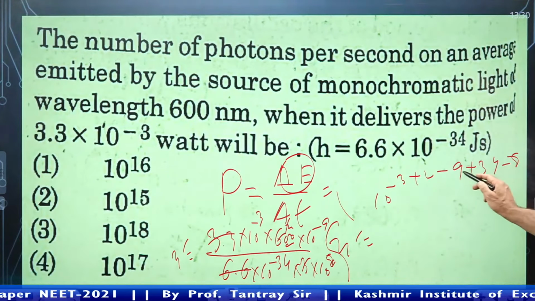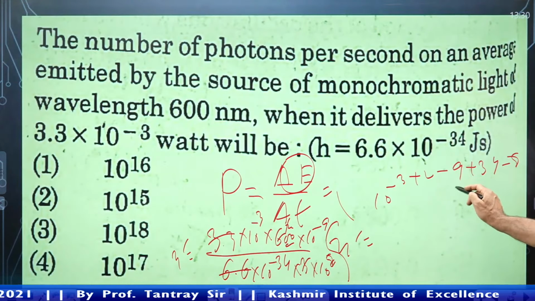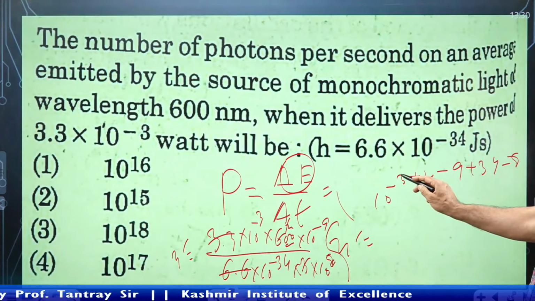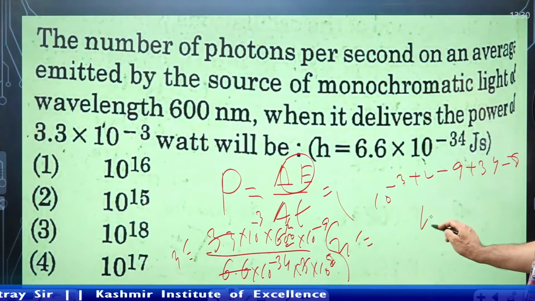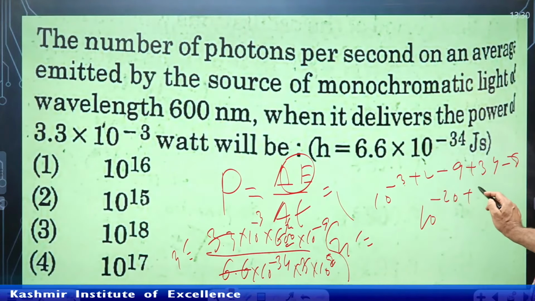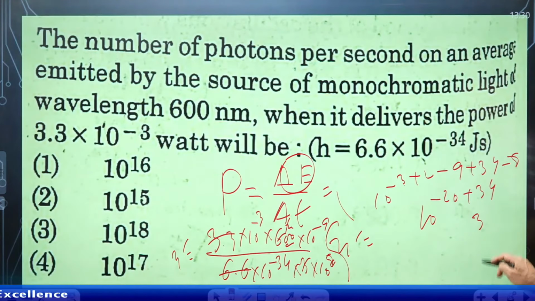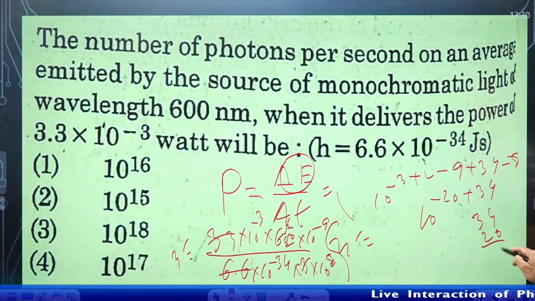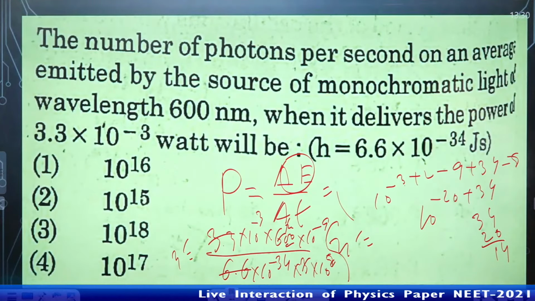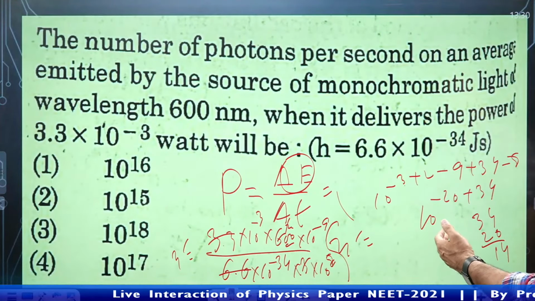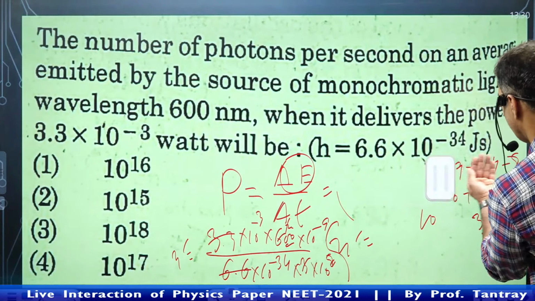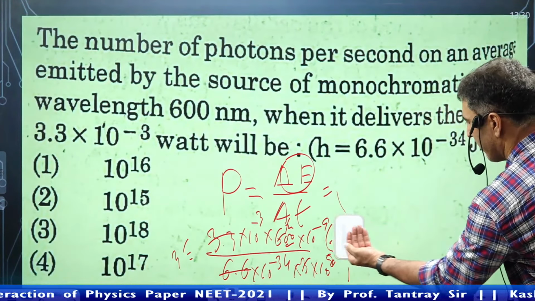Eight plus 9, 17, 20. 10 raised to the power minus 20 plus 34. So out of 34 you get, out of 34, 20, that is 4, 1. 10 raised to the power 14. There's no answer like 10 raised to the power 14. We'll check it again. Let me check it again.